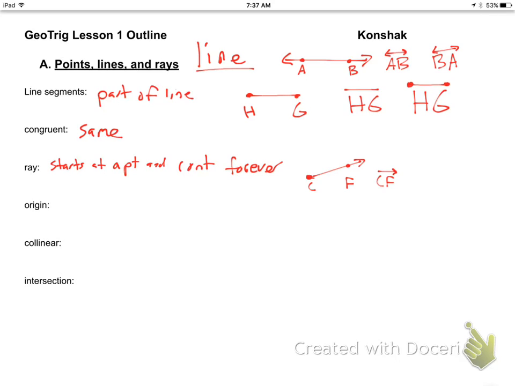Notice that it has an actual ray above ray CF. Kind of makes sense. We're not reinventing any wheels here, right? We're not trying to do something different. We're trying to stay the same.